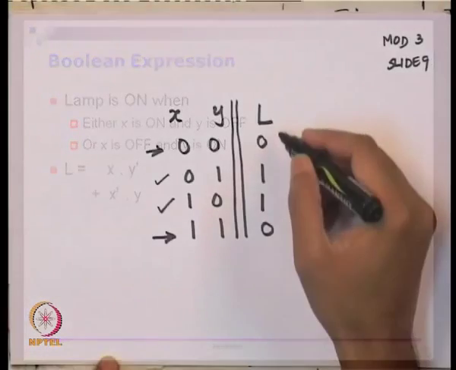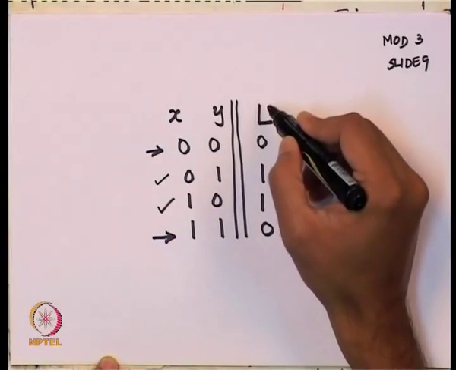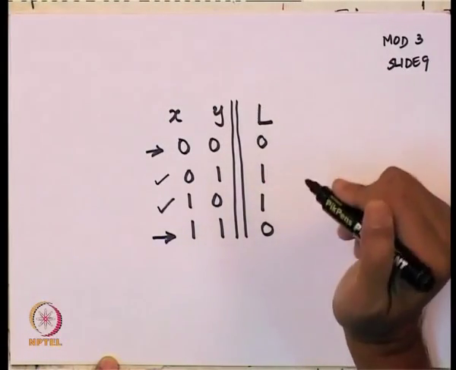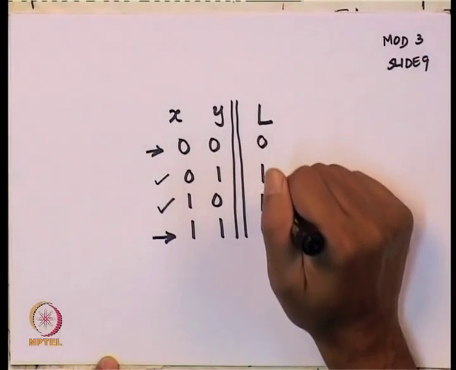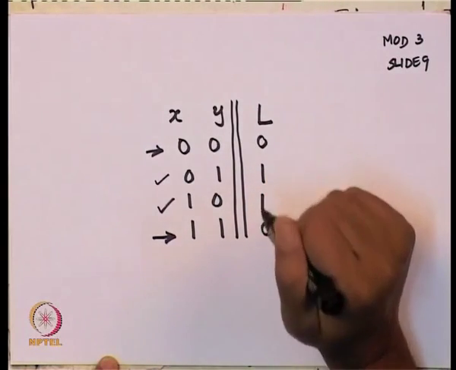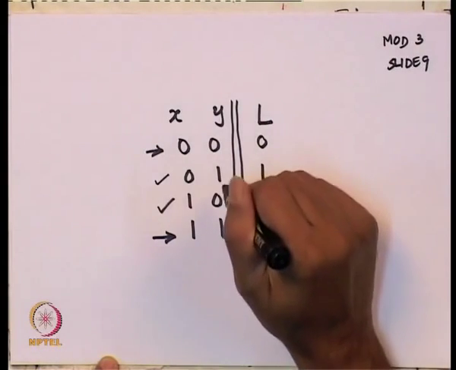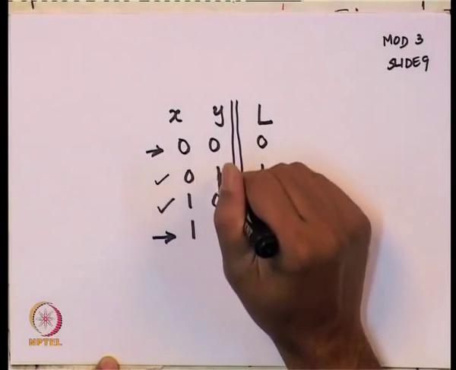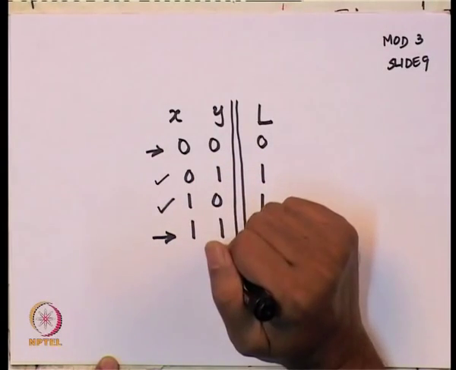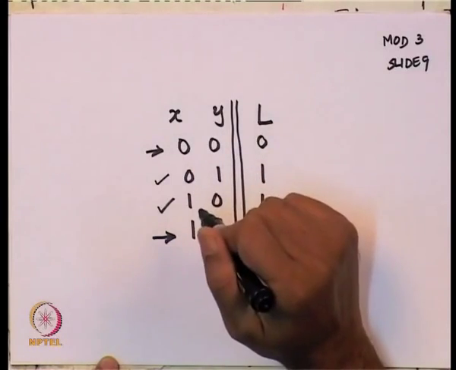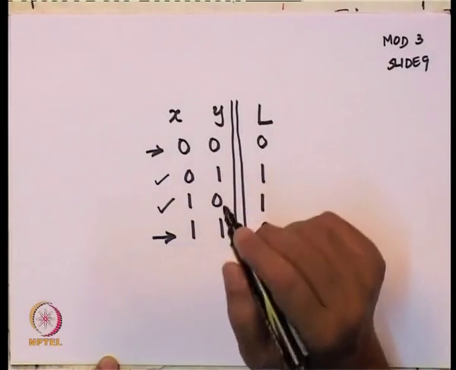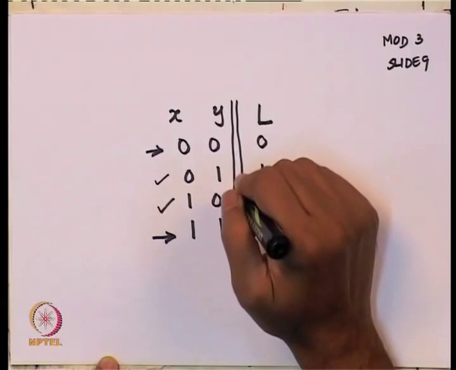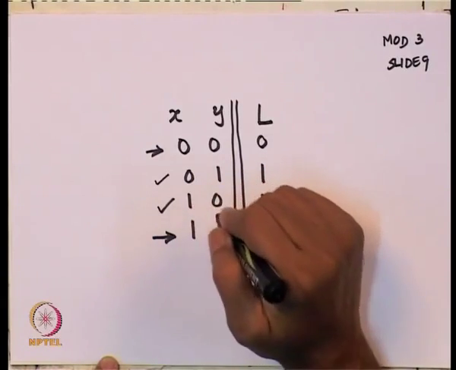What we do is, we start from the right side. We look at the output, and we look at all the places where we have a 1. There are two rows, this row and this row here, which have a 1, and wherever there is a 1, we go and look at the left side. The left side is either 0 1 or 1 0. If you want to read it in English, the lamp is on when either X is on and Y is off, or when X is off and Y is on.